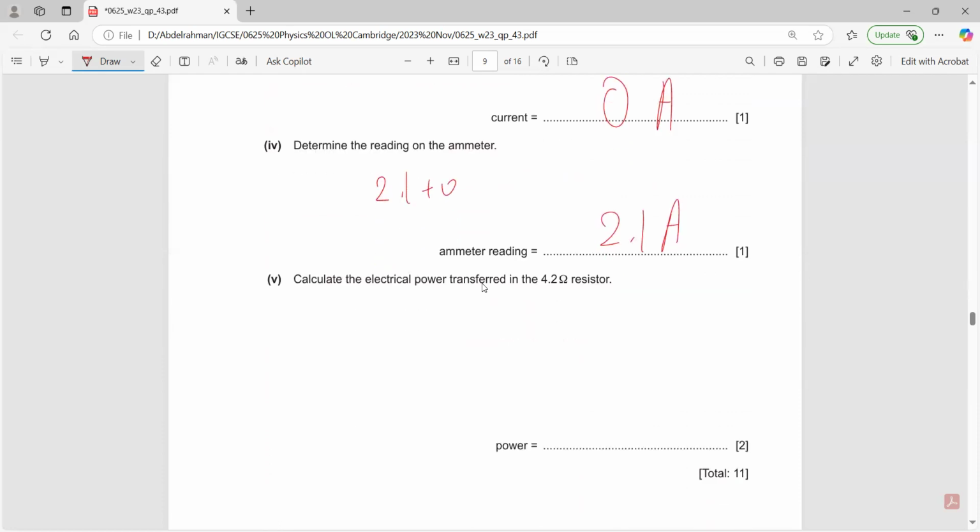Can I find the power in the 4.2 ohm resistor? Yes, power equals VI. The voltage is 9 volts and the current is 2.1. 9 times 2.1 is 18.9, which is almost 19 watts. Okay, that was easy.